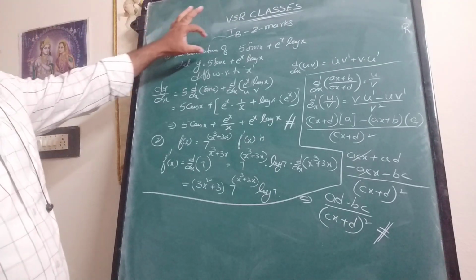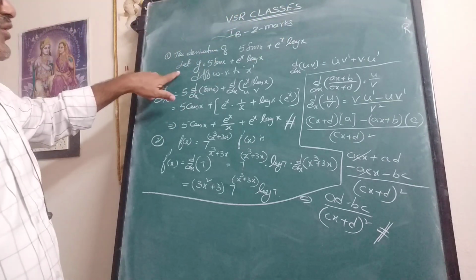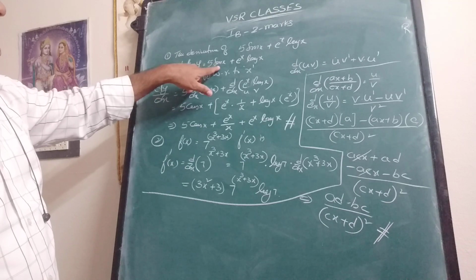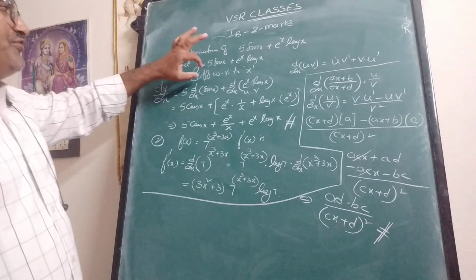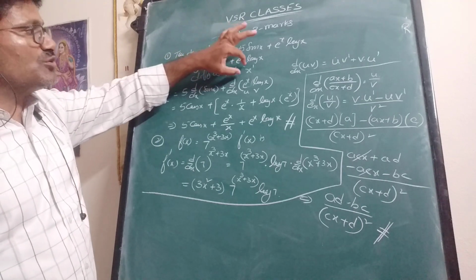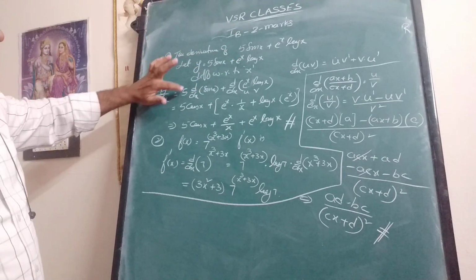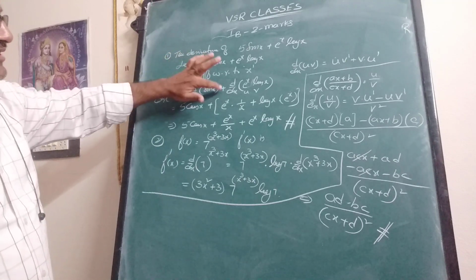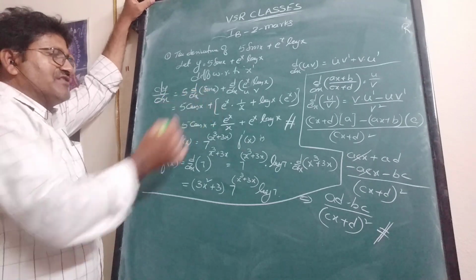Now children, this is differentiation. The derivative of 5 sin x plus e power x log x. Now let me take y equal to 5 sin x plus e power x into log x. Okay, differentiating with respect to x. Now dy by dx is equal to 5 into d by dx of sin x plus d by dx of e power x log x. Okay, this is a single function.